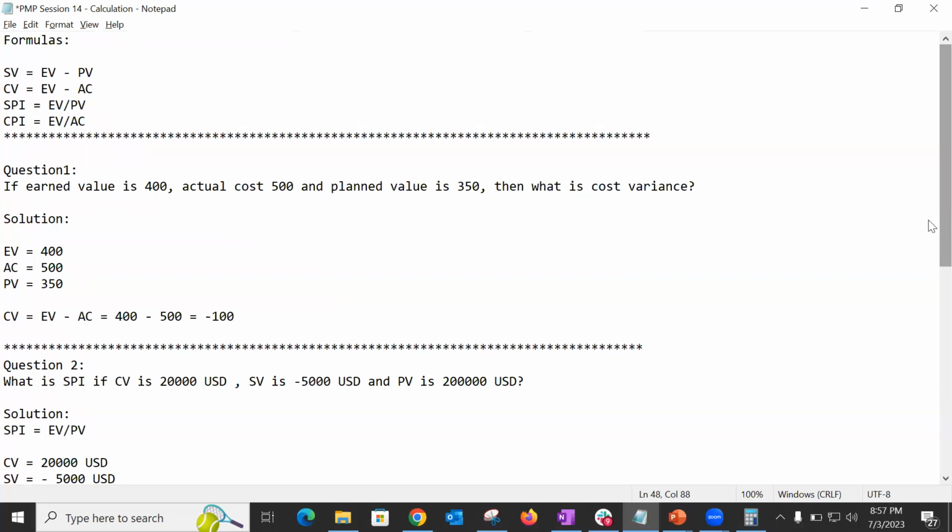If you use them 1 to 10 times, then definitely they will be at the back of your hand. You don't have to really think about what was that CV, what was that SV. If you remember at least one of them, SV is equal to EV minus PV, then you know the rest of it. Then CV is EV minus AC, and you know the formulas of SPI and CPI: EV by PV and EV by AC.